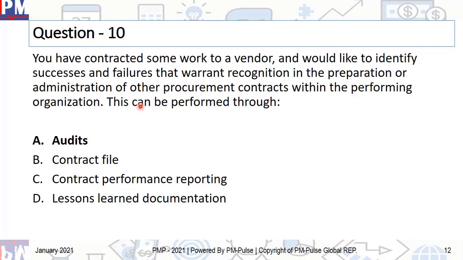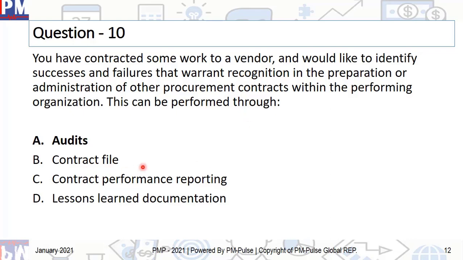Now, when you talk about audits, we are talking about compliances, right? So let's have a look at the question. You have contracted some work to a vendor and would like to identify successes and failures that warrant recognition in the preparation or administration of other procurement contracts within the performing organization. And of course, this is best achieved through audits. By the way, audit is also a tool and technique of the process called control procurement. That is also being done here.